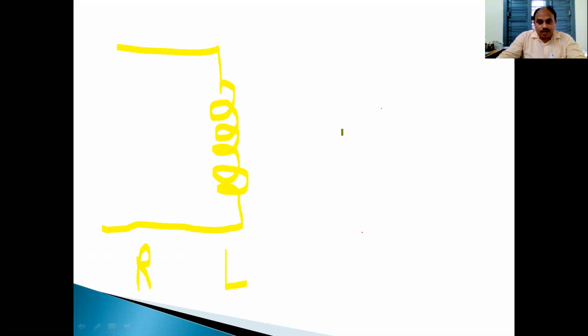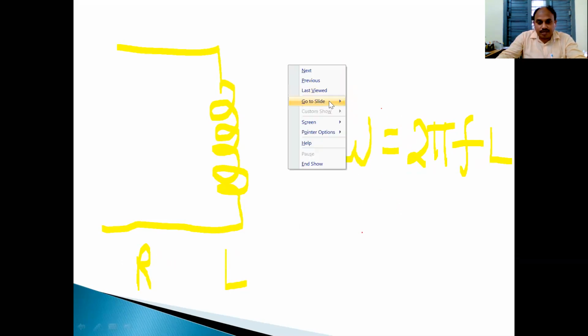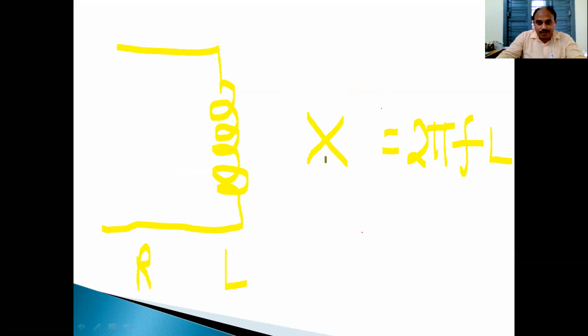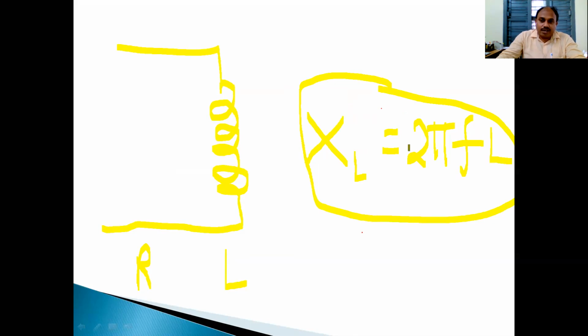Inductance is also present. So inductive reactance XL equals 2 pi F into L. XL means inductive reactance. XL equals 2 pi F into L, where F is the supply frequency and L is the inductance. So this is the inductive reactance of a coil. This is the formula for inductive reactance.